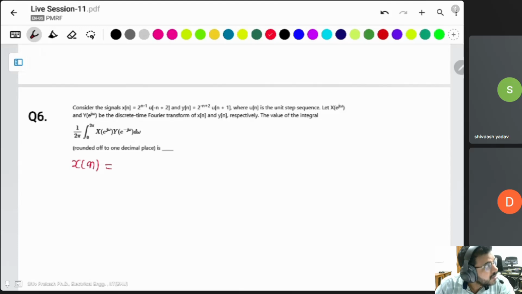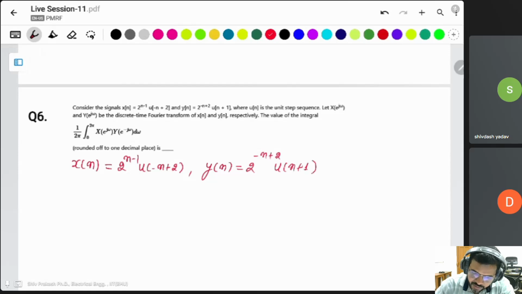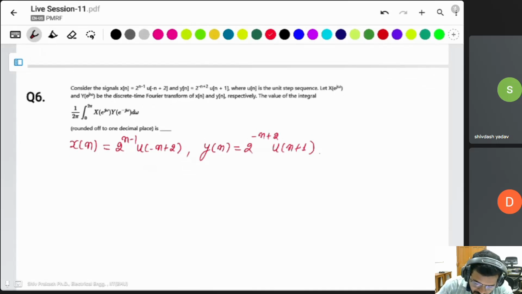Xn is given as 2 to power of n minus 1, u of minus n plus 2. Yn is given as 2 to power of minus n plus 2, u of n plus 1. The question is asking about this one.